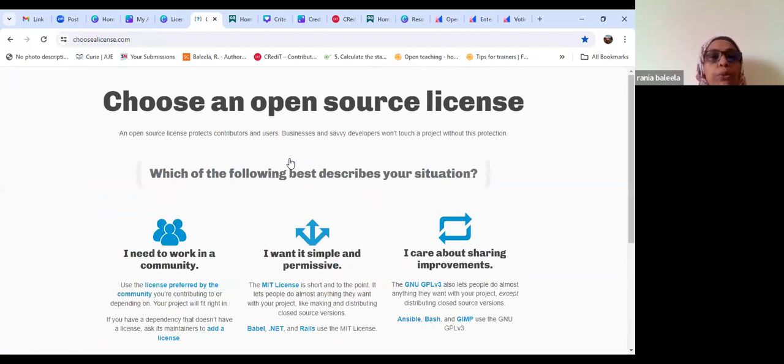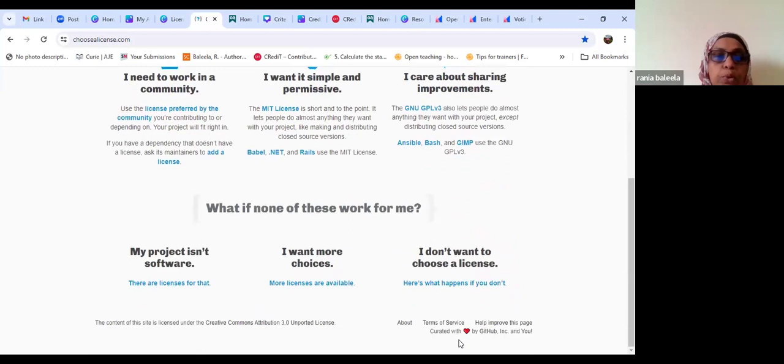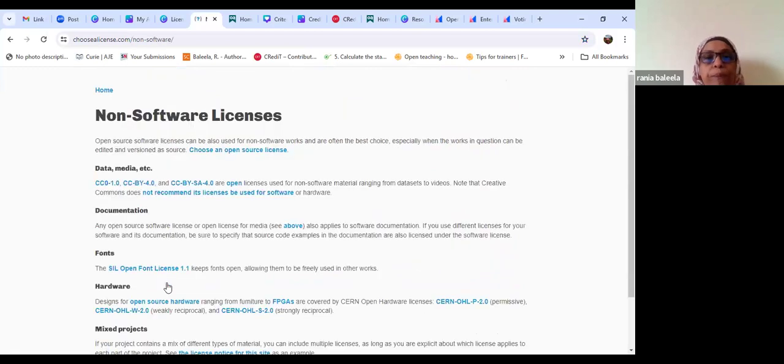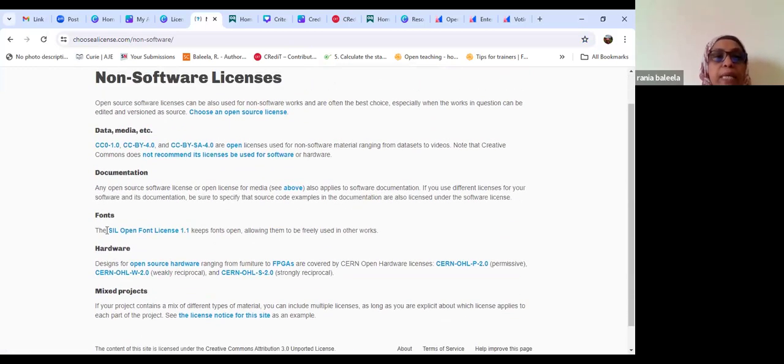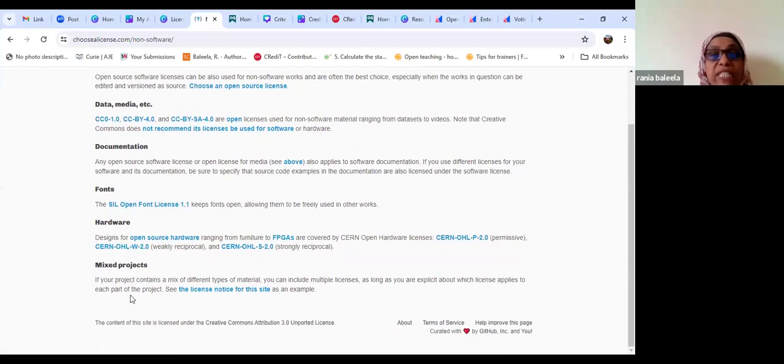The homepage will show you this simple graphic saying if you want to work in a community, then you can use this type of license. If you want it simple and permissive, then you can use these ones. And if you care about sharing and improvements, you can use these ones. But what if you don't need any of the three of them? My project isn't software, then it will take you to another page that shows you different types of licenses for other types of intellectual output. Like if it's data, media like video, documentation, a font, hardware, mixed projects, and so on.